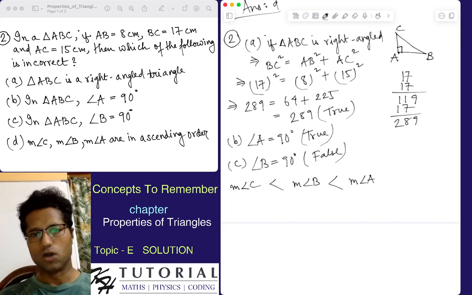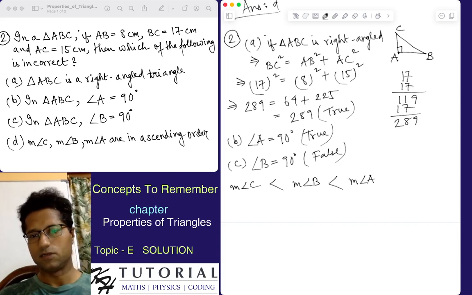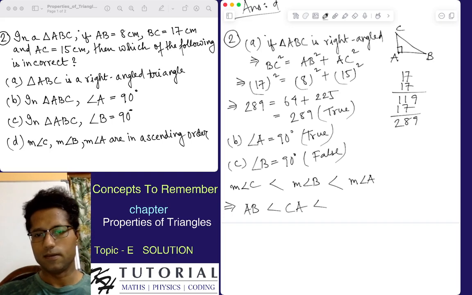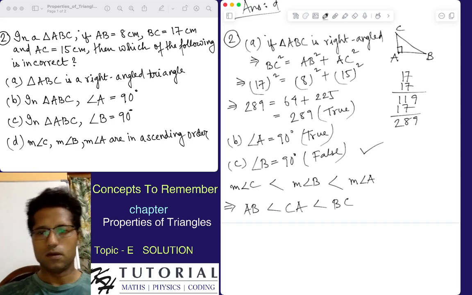Now we know that in a triangle the order by measure of the angles is the same order as the opposite sides. So if measure of angle C is less than measure of angle B, which is less than measure of angle A, this will imply that the side opposite to angle C, which is AB, must be less than the side opposite to angle B, which is CA, must be less than the side opposite to angle A, which is BC. Do we have this? AB is less than CA and less than BC. So D is also correct. So definitely this is the incorrect statement.